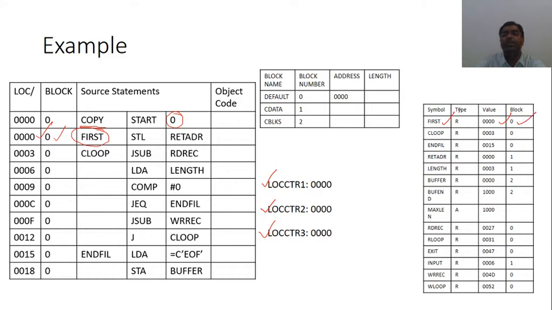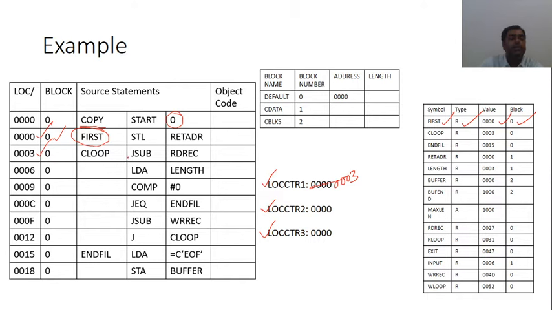And we have to maintain one more piece of information: whether this label is relative or absolute. Here you can see the value depends upon the starting address, so it is relative, and it is written here as a relative term. Now, the instruction STL RETADR is written in format 3, so it takes only 3 bytes of memory. So the next location counter value becomes 0003.